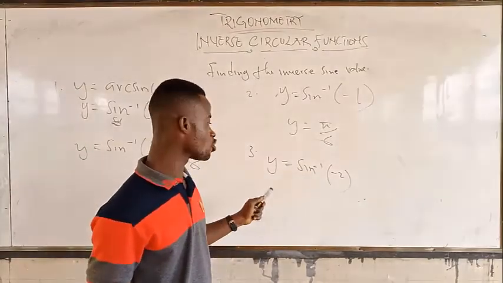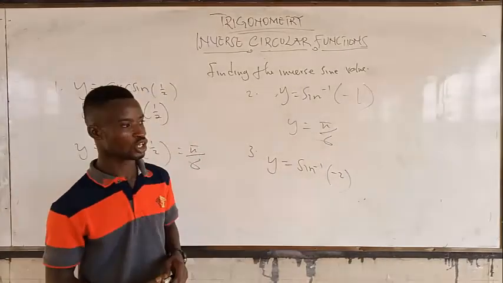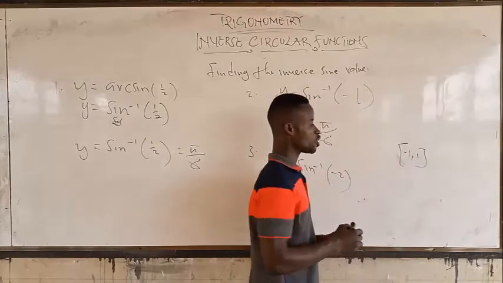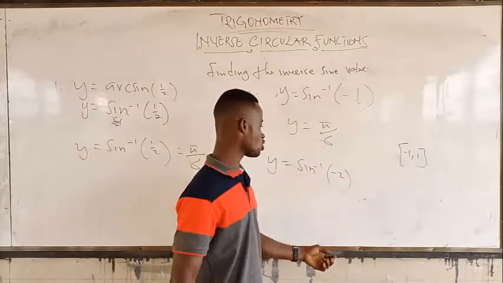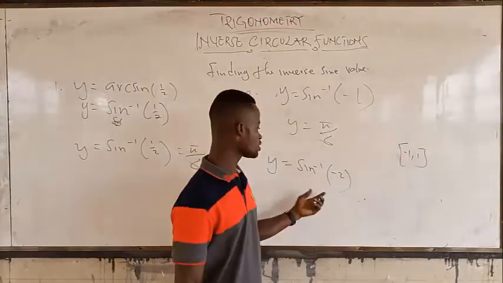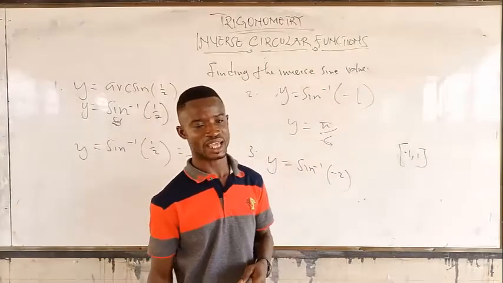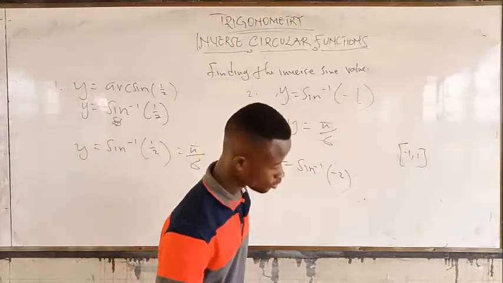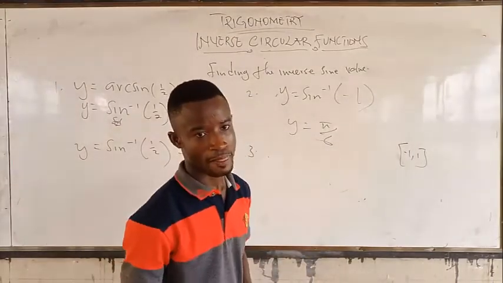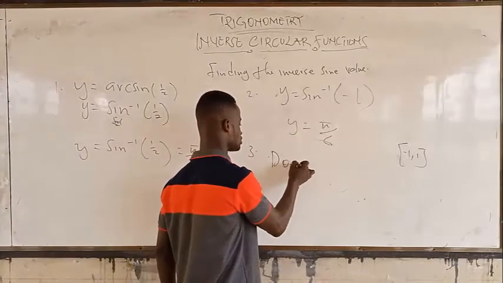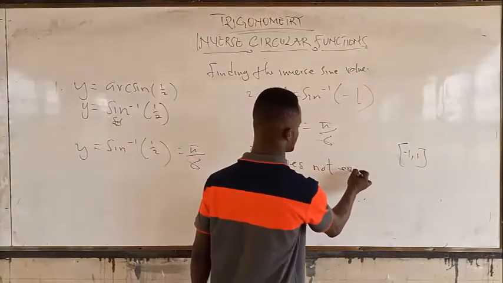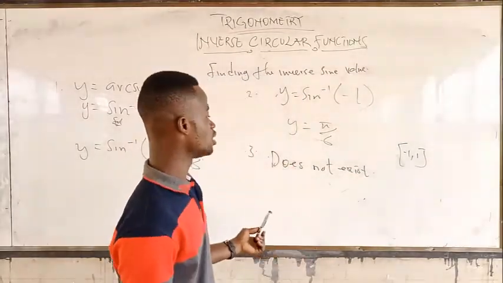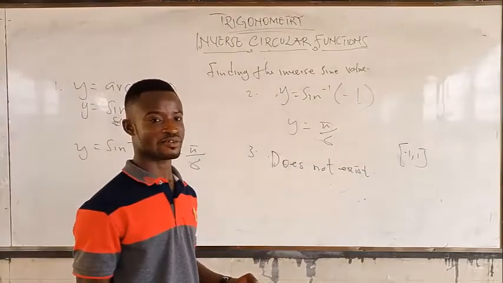This is not in the domain of the sine inverse function, since the domain is only between negative 1 and 1. So it is only values within this range that you can find the inverse of. But for negative 2, negative 3 and the others, you can't. So you just conclude that this does not exist, because negative 2 is not in the domain of the sine function.